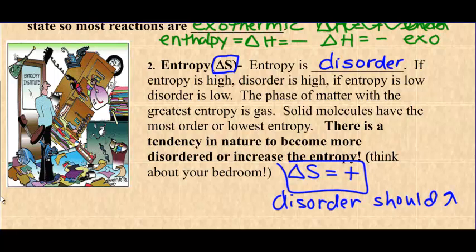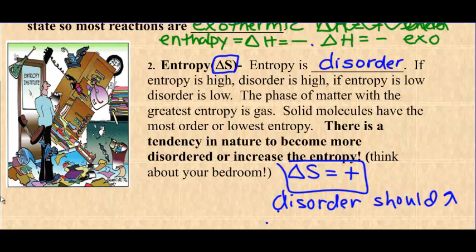Now, if a reaction has both these things true, it will always occur. It will always be spontaneous, right? If it's exothermic and the entropy is going up, it will always happen. If neither of these things is true, it will never happen. So if it's endothermic and the entropy is going down, that process just won't happen. You can't even make it happen. It will not occur, okay?